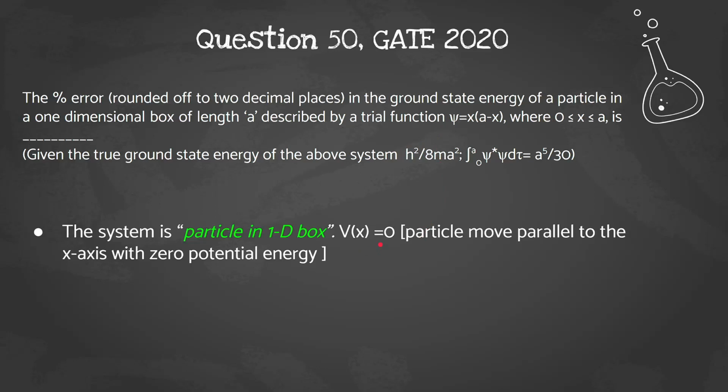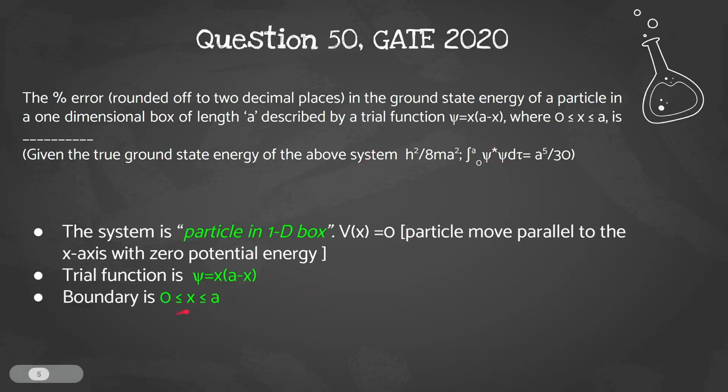A trial function that is given is x into (a minus x). The boundary that is given is 0 to a for this system. As you know, that is the definition of the boundary for a particle in a 1D box. The ground state energy level is also given, that is h square by 8 m a square. So using all these things and the psi, we first calculate the energy and then we compare the energy with this value.